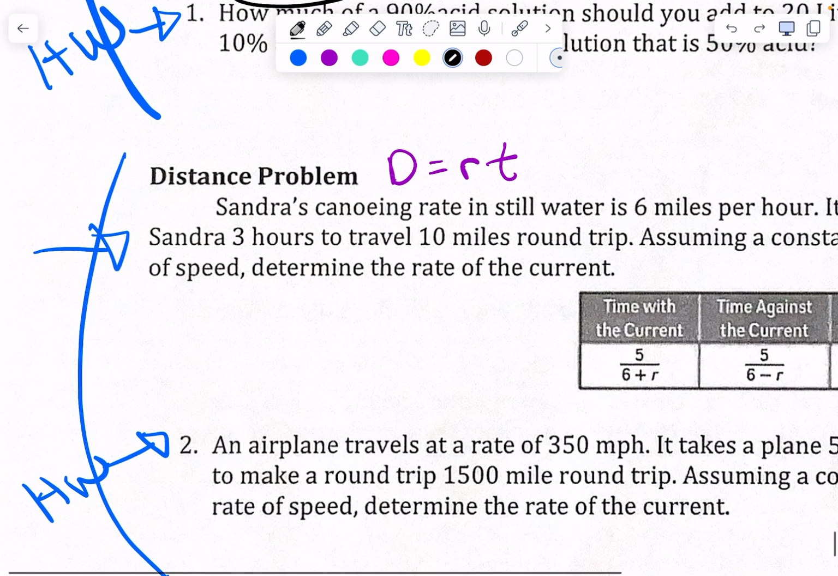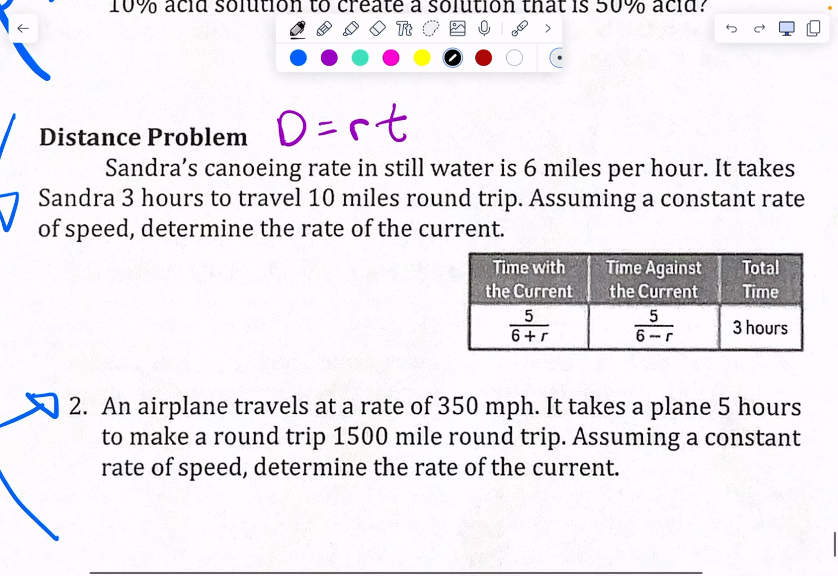Okay, here we go. Sandra's canoeing rate in still water is 6 miles per hour. It takes 3 hours to travel 10 miles round trip. Assuming a constant rate of speed, determine the rate of the current. Okay, here we go. I don't necessarily know 10 miles round trip.